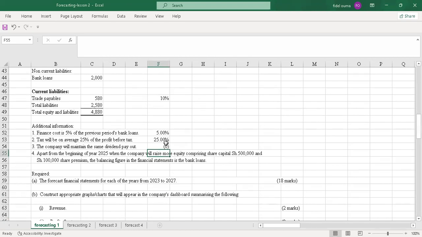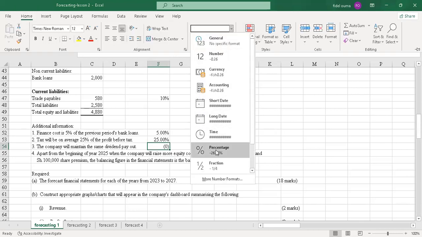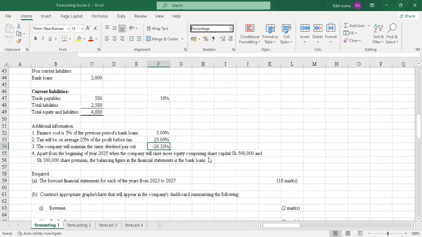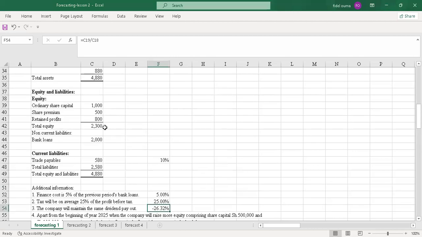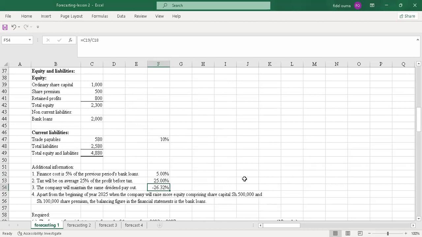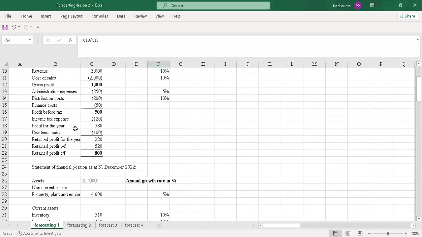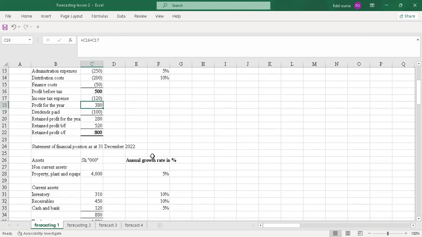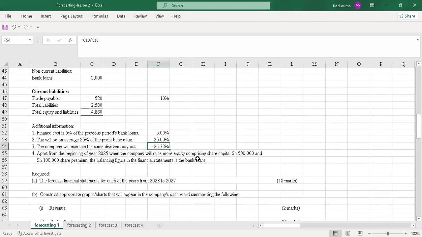So the ratio will be, let me change it into percentage. It's a quarter, but percentage, it will be 26.32%. So that means that you take the 26.32%, you multiply with the profit for the year, then you get the dividend. So you'll take the 26%, you multiply by 380 to get 100. That's what the ratio is all about.